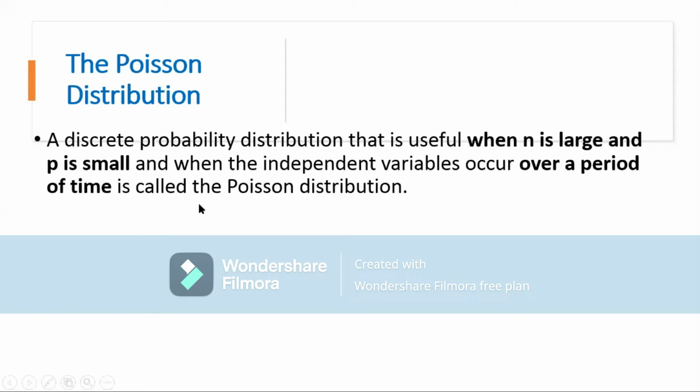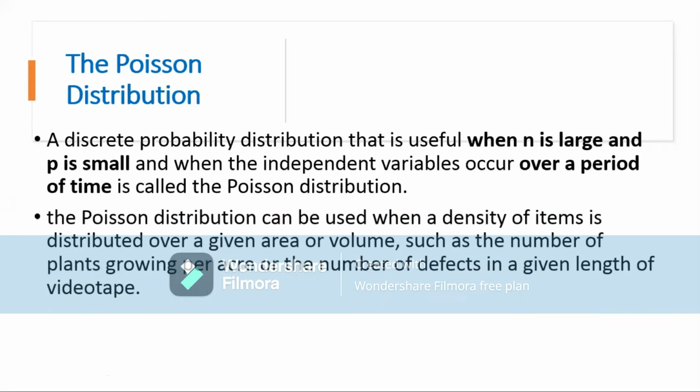Why is this called the Poisson distribution? Because of the mathematician who derived the equation of this Poisson distribution. So it's one of the most widely used probability distributions. Some other examples are given.